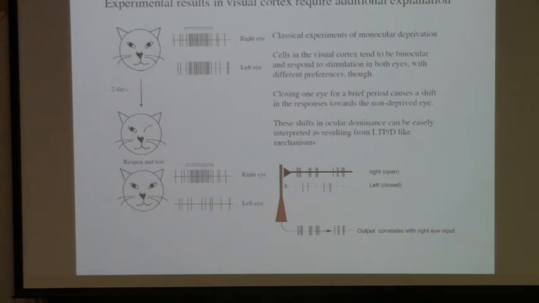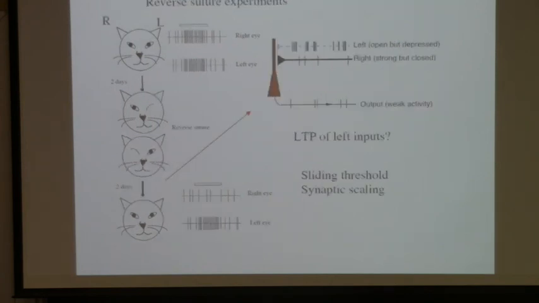Everything is working, except there was another addition to the experiment, which is called reverse suture. You suture one eye, the classical suture of the eye, but then you open that eye suture and open the other one. So what happened is that at this point, remember, this eye is no longer connected to the cortex.